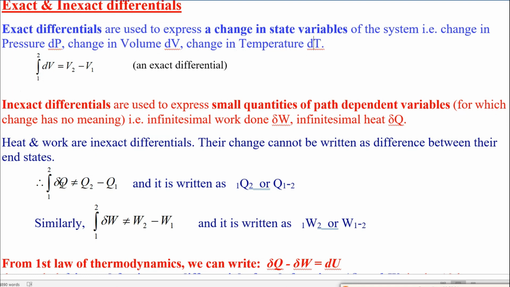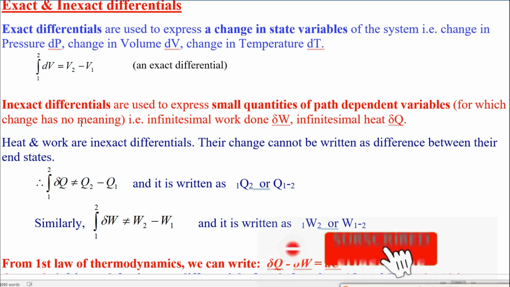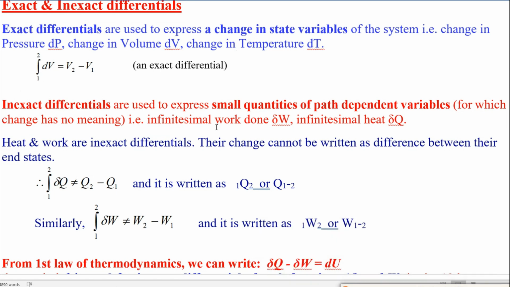So heat and work are called transformation energy, because they can transform. We can get their existence only when they are transforming. Heat is transforming from the system to the surroundings or from the surroundings to the system. So inexact differentials are used to express small quantities of path dependent variables for which change has no meaning, that is infinitesimal work done, del W, or infinitesimal heat, del Q.